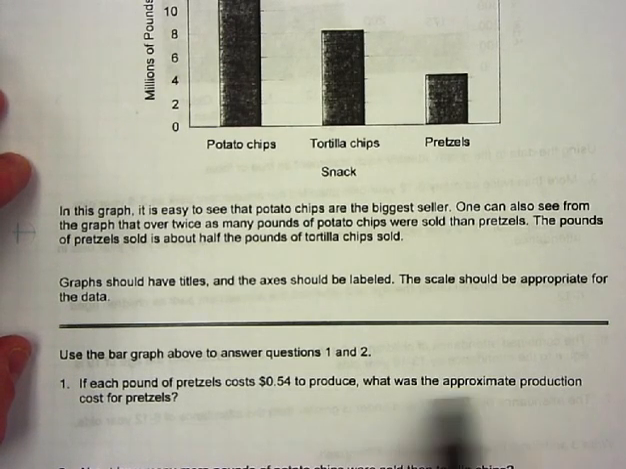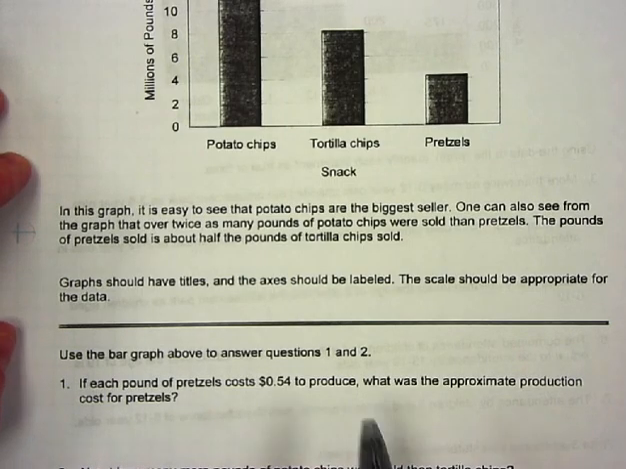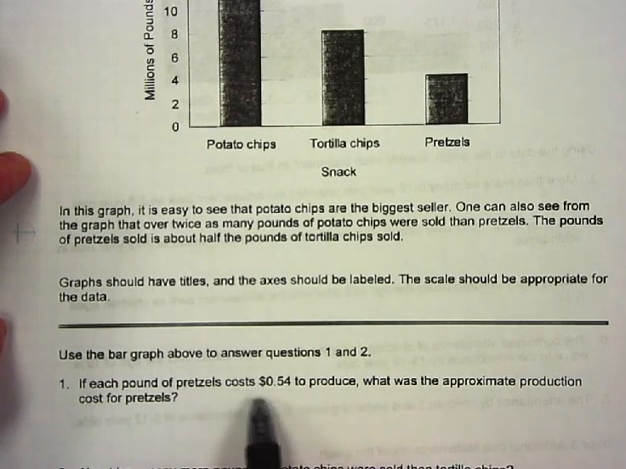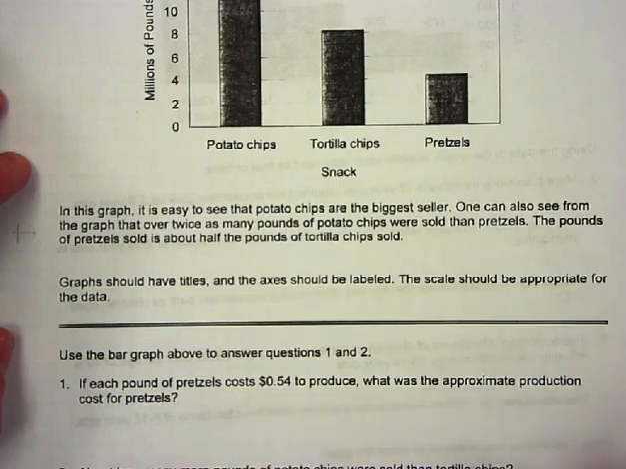So question 1 asks, if each pound of pretzels costs 54 cents to produce, what was the approximate production cost for pretzels? So the approximate production cost would be 54 cents a pound times the number of pounds.